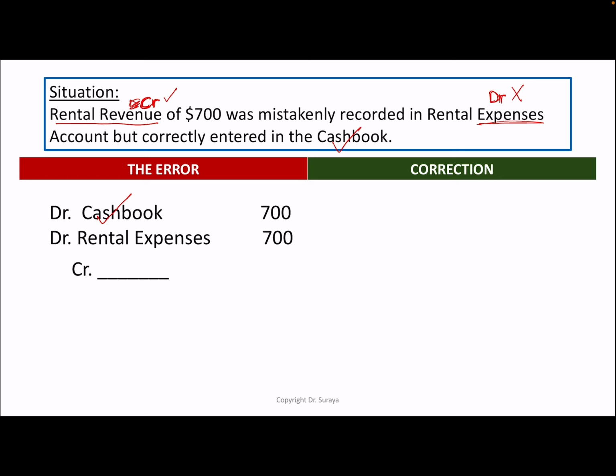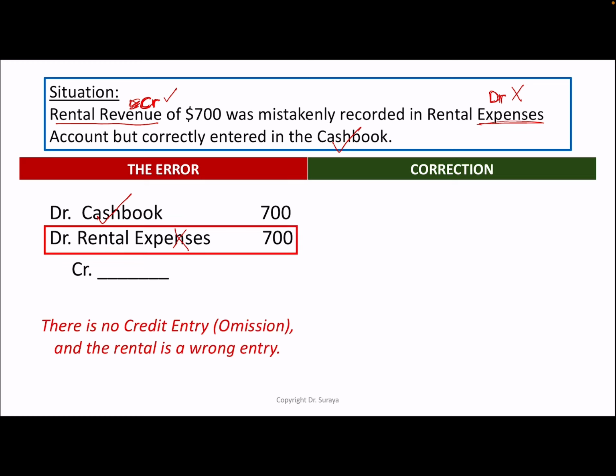So this is the error you have done. It is not supposed to be expenses, it is supposed to be a revenue. So this is like a complete reversal, but only one side of complete reversal. Now, so what do you do here? There is no credit entry in this question, right? Omission. And the rental is in a wrong entry. It's a complete reversal thing.